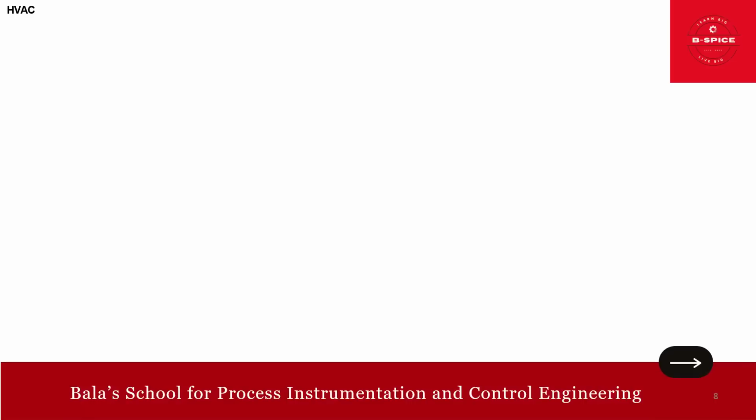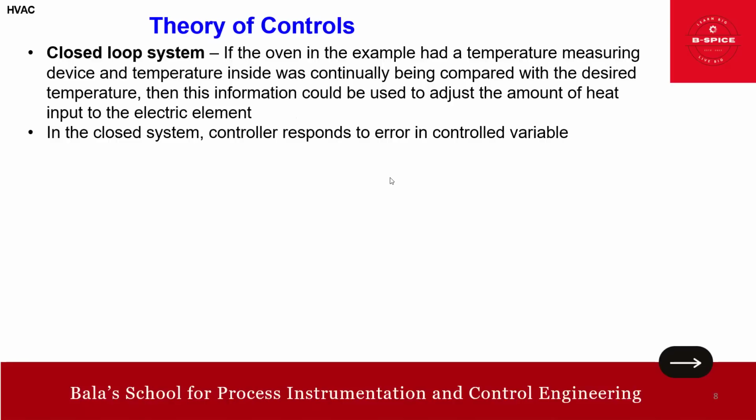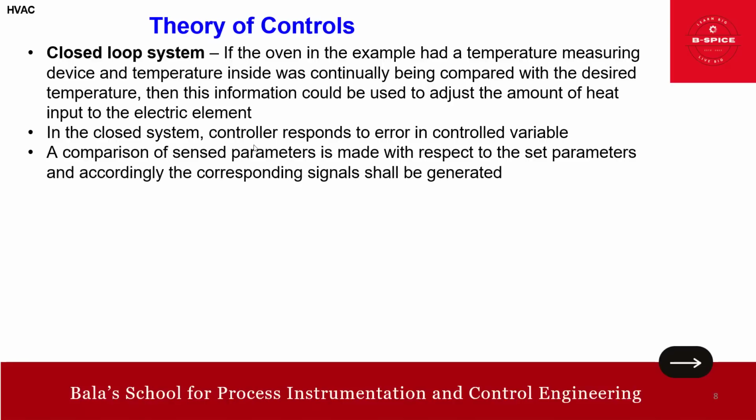So then which is suitable? Let's see. A closed loop system is suitable. If the oven in the example had a temperature measuring device and the temperature inside was continually compared with the desired temperature, then this information could be used to adjust the amount of heat input to the electric element. So in a closed system, the controller responds to error in the control variable. A comparison of sensed parameters is made with the set parameter, and accordingly the corresponding signals are generated. So HVAC is typically closed loop.